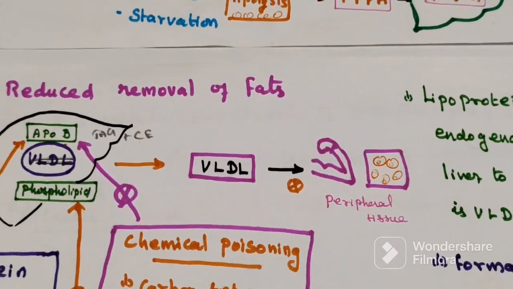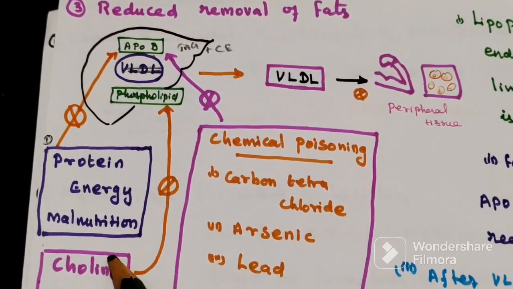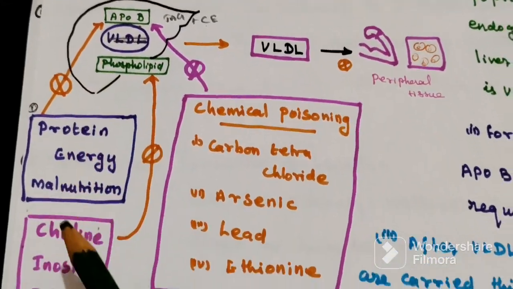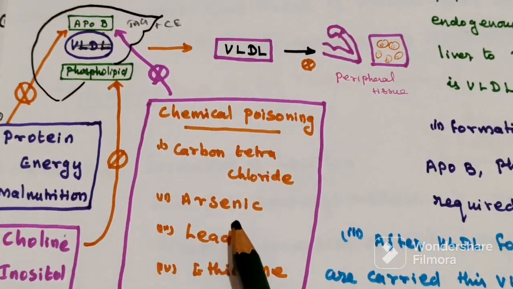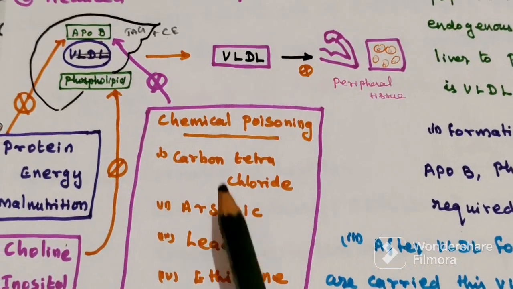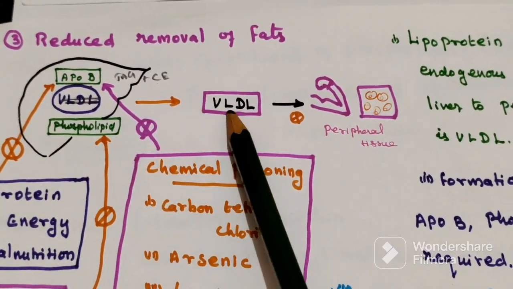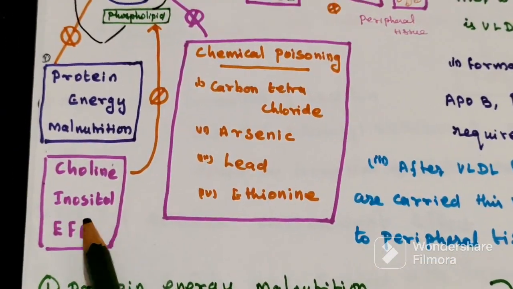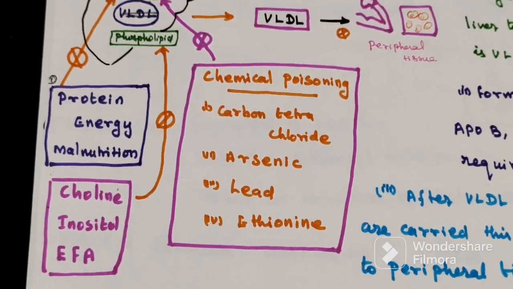peripheral tissue for utilization. In the case of protein energy malnutrition, there is deficiency of apoprotein. In the case of chemical poisoning with carbon tetrachloride, arsenic, lead and ethionine, they also inhibit protein synthesis. They prevent formation of VLDL. Then choline, inositol and essential fatty acids are lipoprotein factors, and they are decreased.